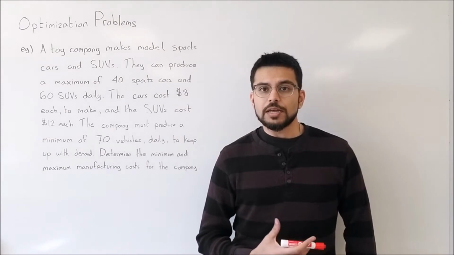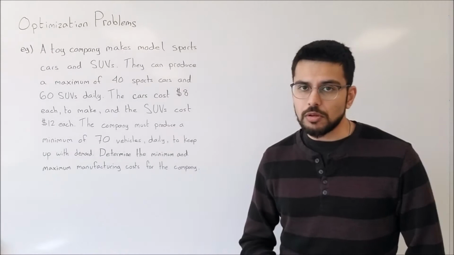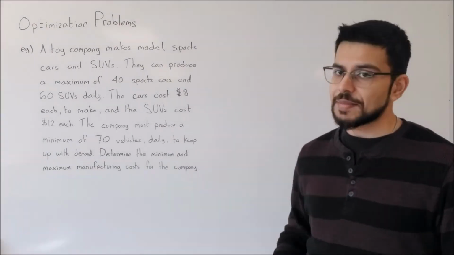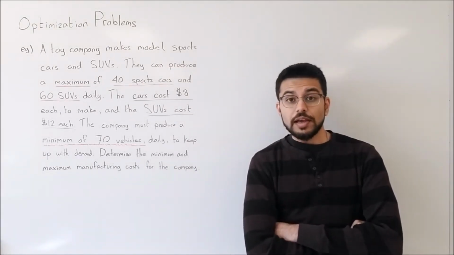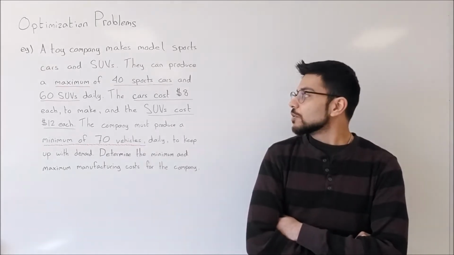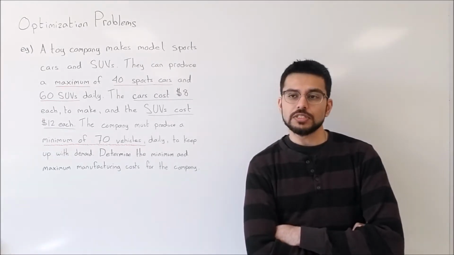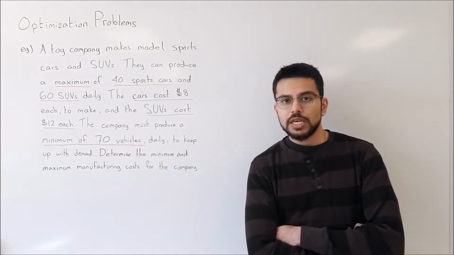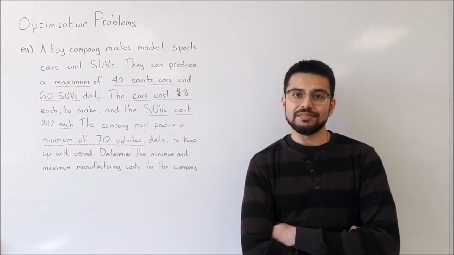And so this is where the applied math is really going to start kicking off. What information can we get from the problem, and how can we apply our knowledge of inequalities to figure out the minimum and maximum cost for this company? So a good starting point is to highlight any important information that we have, and then we can draw some conclusions from that. So the pieces that I've highlighted are there's a maximum of 40 sports cars and 60 SUVs. I've also noted that cars are going to cost $8 and SUVs will cost $12. And lastly, I've noted that the minimum amount of vehicles the company must produce is 70.